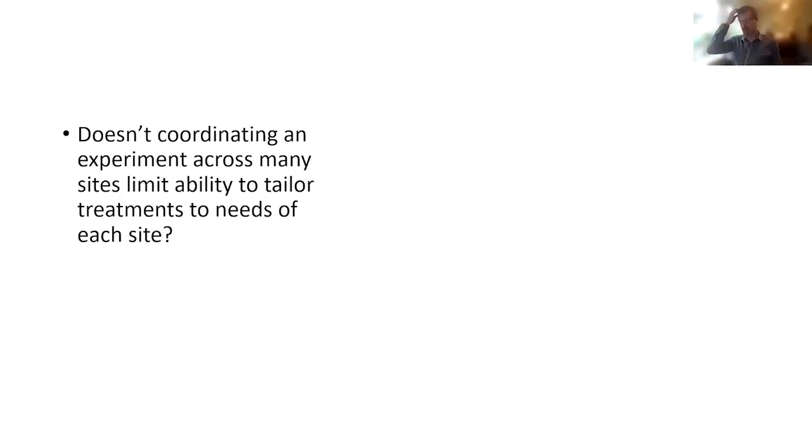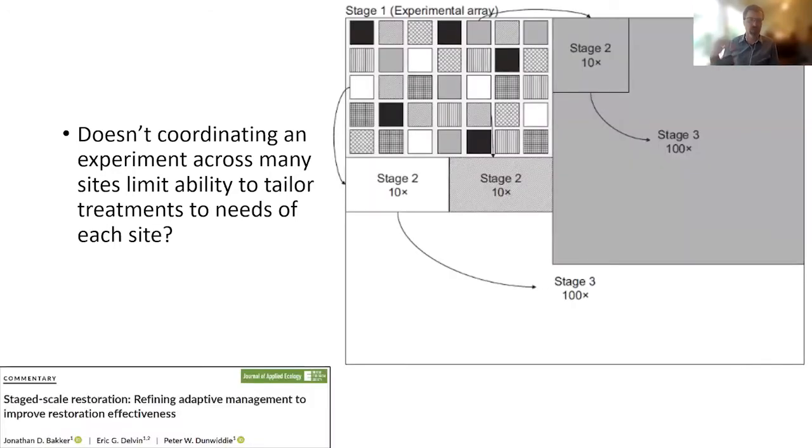All right, so now I want to talk about the second aspect that I want to introduce here, which is this idea of staged scale restoration. And I'll introduce it by way of this question. If you thought just about those coordinated distributed experiments and you're doing the same thing at a whole bunch of different sites, that could limit your ability to really tailor the treatments to the needs of a particular site. And this is something that we have explored in the context of grassland restoration, and we introduced this idea of stage scale restoration as a way to tailor the restoration actions that you take to a particular site.